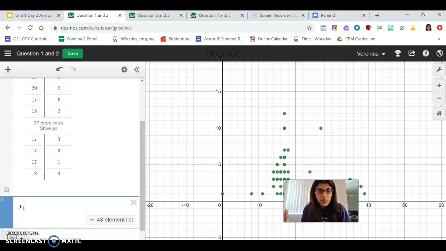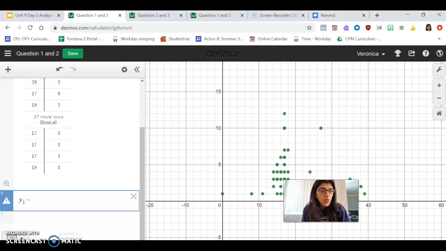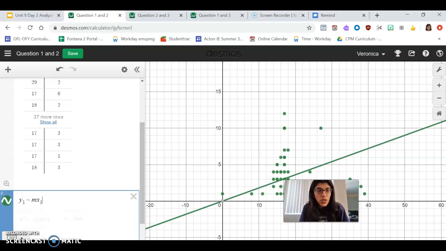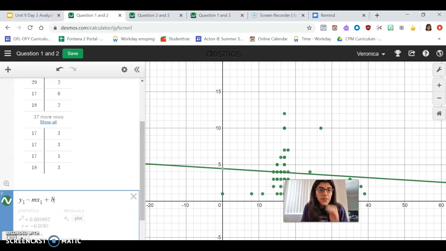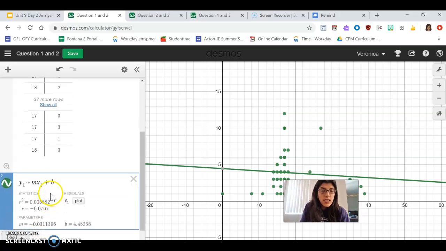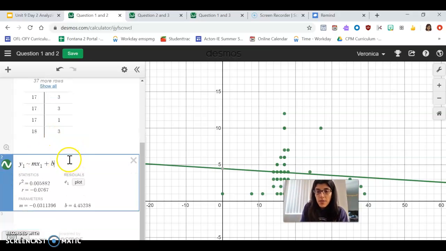There's an actual name for that. I don't know what it is. We're going to call it squiggly. That squiggly key is right next to your 1 key, but you have to press shift to get there. So I'm going to do shift squiggly, y1 squiggly, mx1 plus b. Desmos will automatically make it a subscript for you and make it lower. This is essentially y equals mx plus b, except after the y's and the x's, we put that little 1, and instead of the equals, we're putting the squiggly.